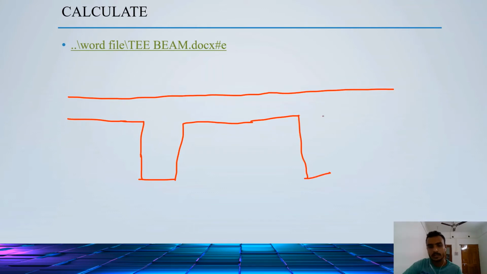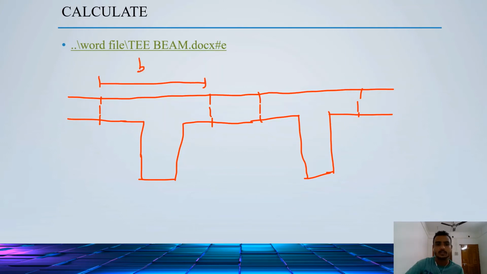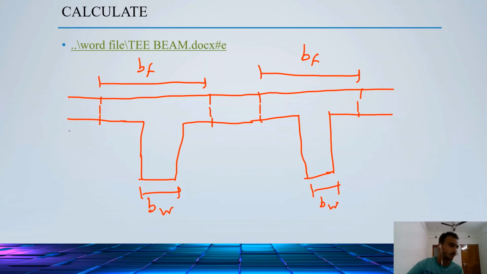Actually I don't have a scale or anything, I just draw it with a pen and pad, so I can't draw it perfectly. Bf means width of flange, then bw, capital Df, and the last one is spacing.